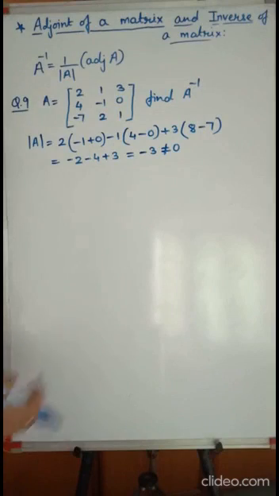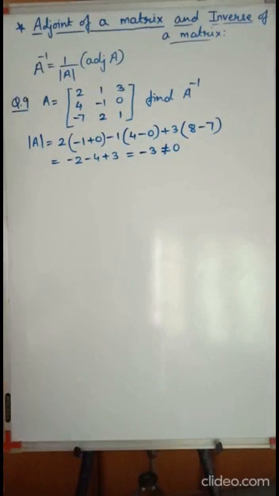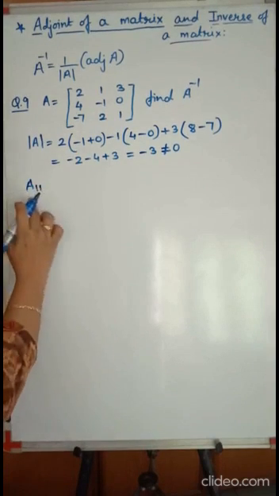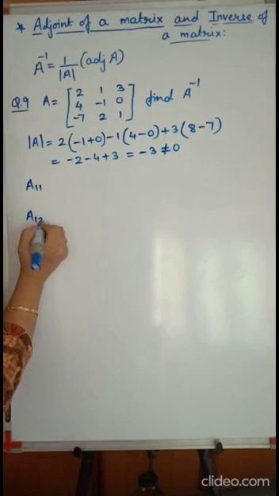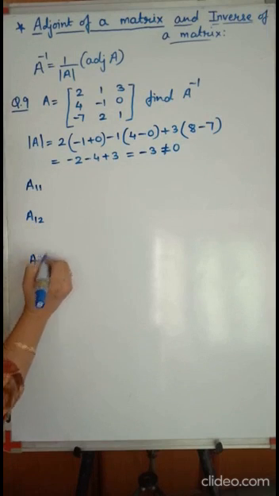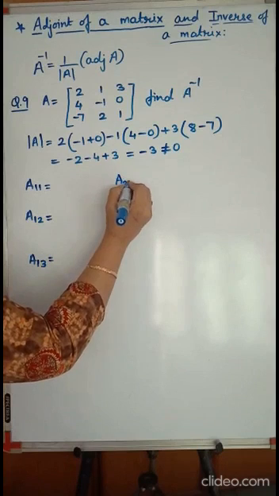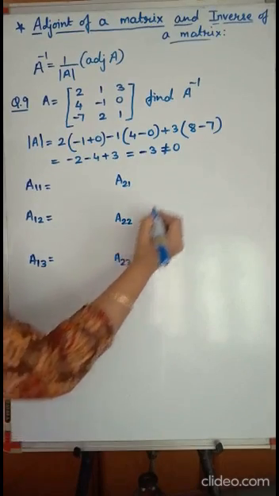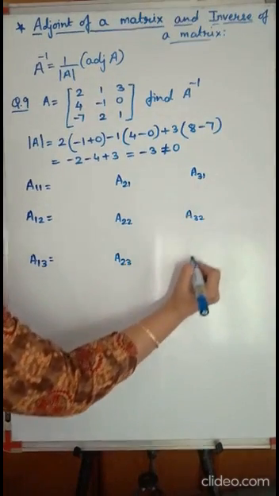Now I have to find the adjoint of A. I have explained you need to take a transpose in adjoint. So what I'll do, I'm explaining you a direct method without doing so many things. Rather than writing in this way, I'll write in this way. See here, A11, A12, A13. Same, I'll write A21, A22, A23. And same I'll write A31, A32 and A33.